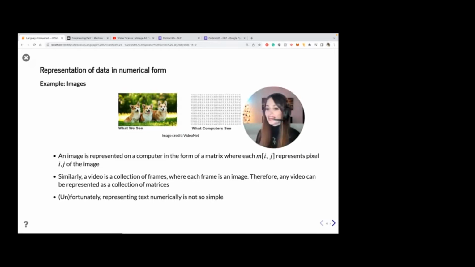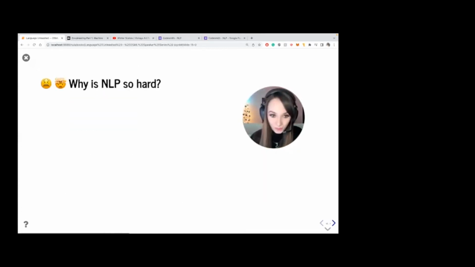Unfortunately, representing text numerically is not so simple, and we're going to see why it's not so simple. And I put the unfortunately in parentheses because to me that's fortunate, because that's why I have a job and that's why I'm giving this talk. So we'll see what are some of the fun challenges that we face with NLP. So why is it so hard?